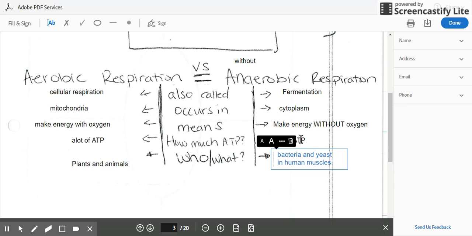So whenever you run out of oxygen in your muscles, but you're still pushing, you're still running your laps around the track, you're still lifting your weights, this is called anaerobic respiration. And you know that anaerobic respiration has occurred in your muscles when they start to hurt the next day. That's because you forced yourself to make energy, but your muscle cells no longer had oxygen.